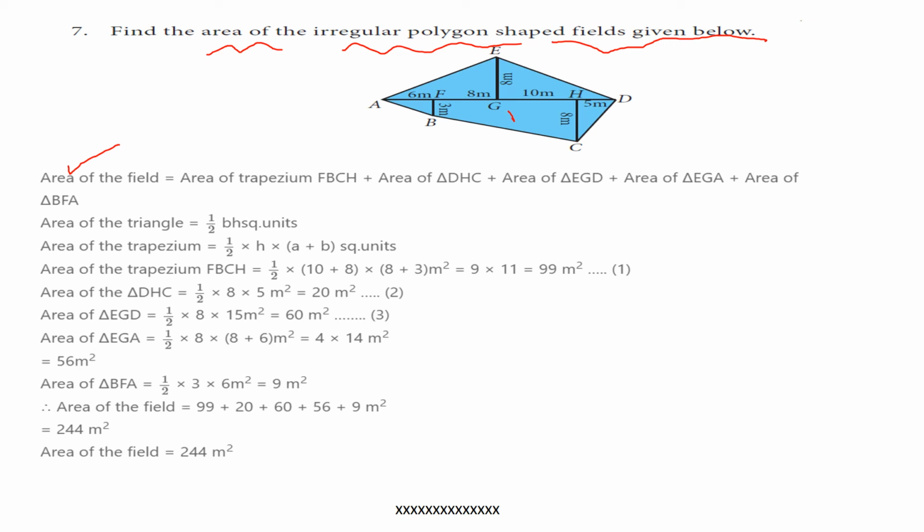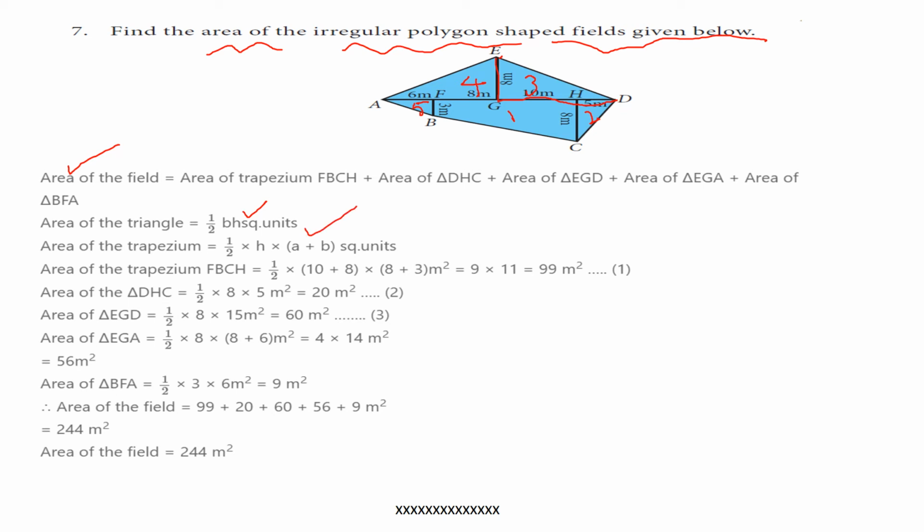So the area of trapezium FBCH first, plus area of triangle DHC, this is second one, plus area of triangle EGD, this shape fully you take it. This is third, plus area of triangle EGA, plus area of triangle FBA, this is fifth. The area of a triangle formula you already know: half into B into H square units, and trapezium also half into H into A plus B square units.